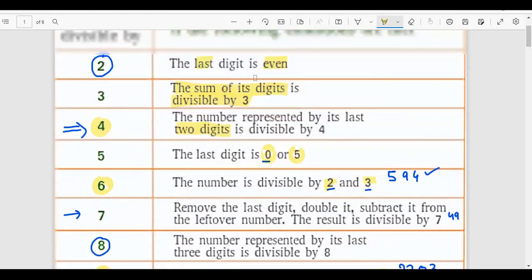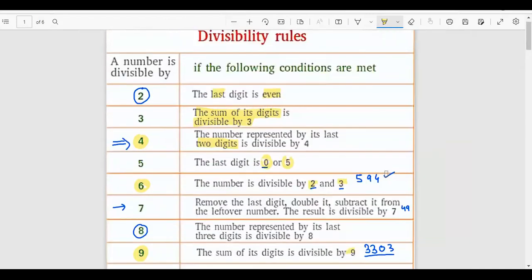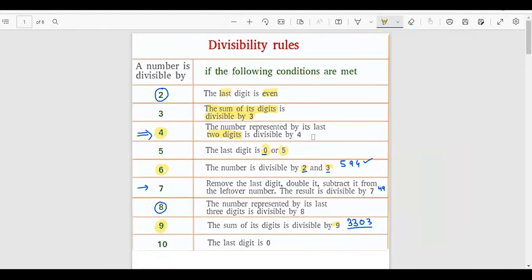These are the tests of divisibility, or divisibility rules, which we will be using. Whether we need to find the LCM or do prime factorization, this is used everywhere. Okay. Any questions from here?